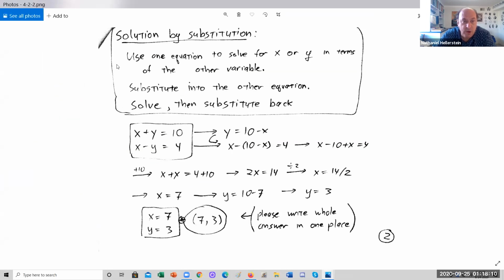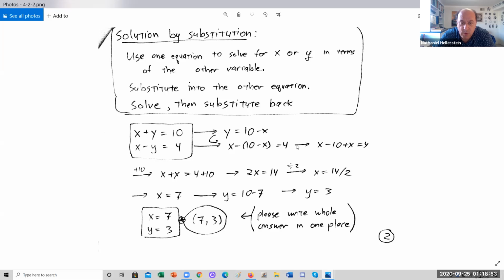In solution by substitution, you use one equation to solve for x or y in terms of the other variable. And you substitute that into the other equation, then substitute back. So, for example, x plus y equals 10 and x minus y equals 4. From this equation, we'll solve for y, because of this, y equals 10 minus x. And we substitute this expression, 10 minus x, into this equation here. Everywhere we see the y, we replace it by 10 minus x. So x minus y equals 4 becomes x minus (10 minus x) equals 4.